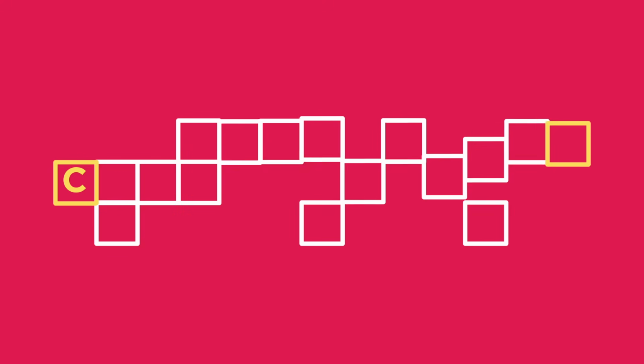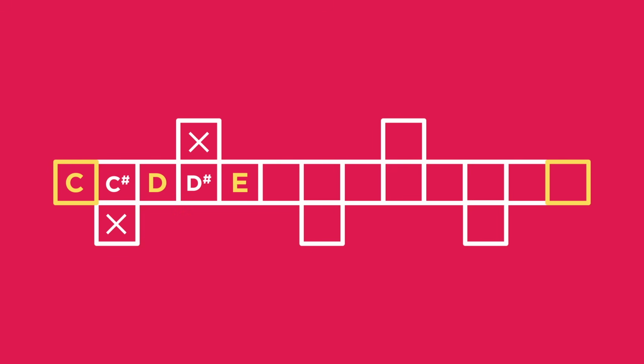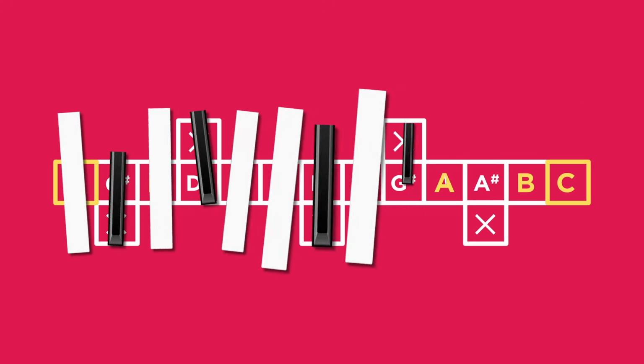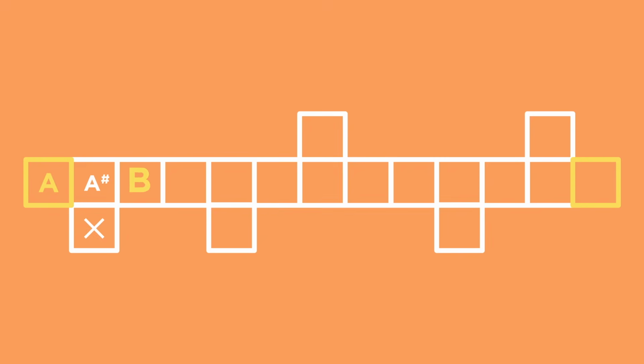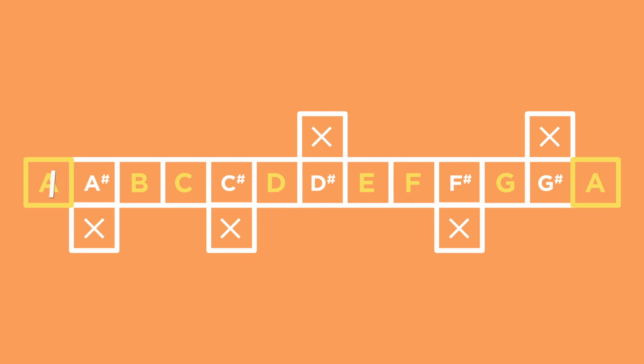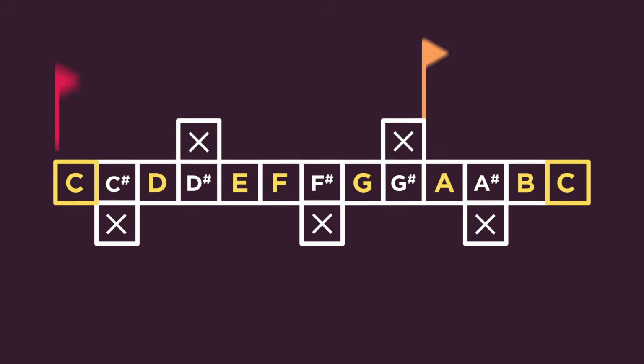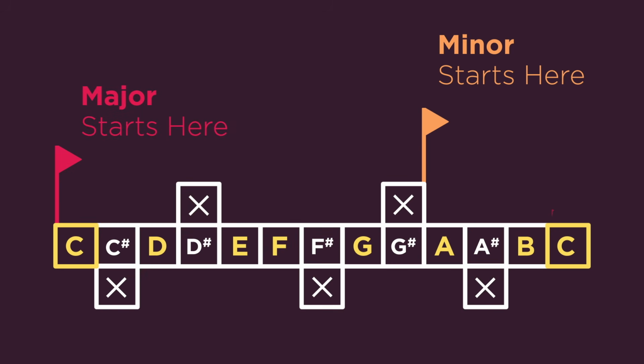If we start on C, skip a note, don't skip a note, skip a note, skip a note, skip a note, and don't skip a note, we've just played the C major scale. And if we start on A, skip a note, don't skip a note, skip a note, skip a note, don't skip a note, skip a note, and skip a note, we played the A minor scale. You might have noticed this is actually the same pattern, just with a different starting point in the sequence.